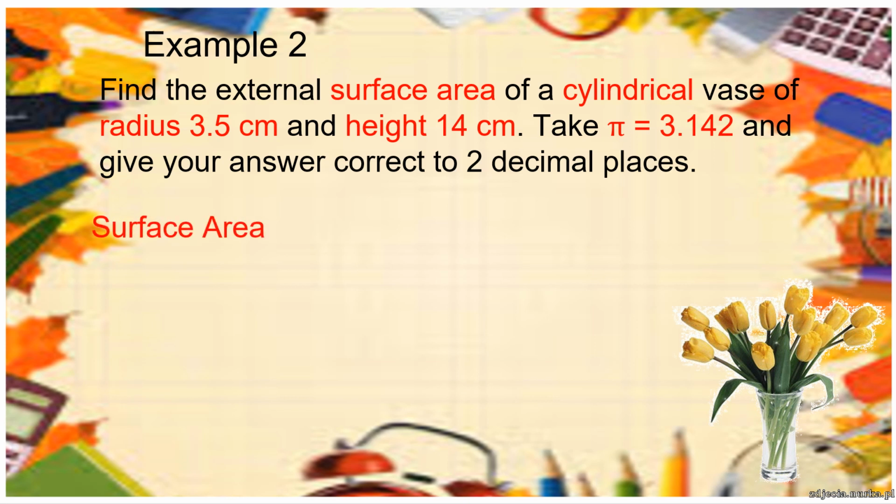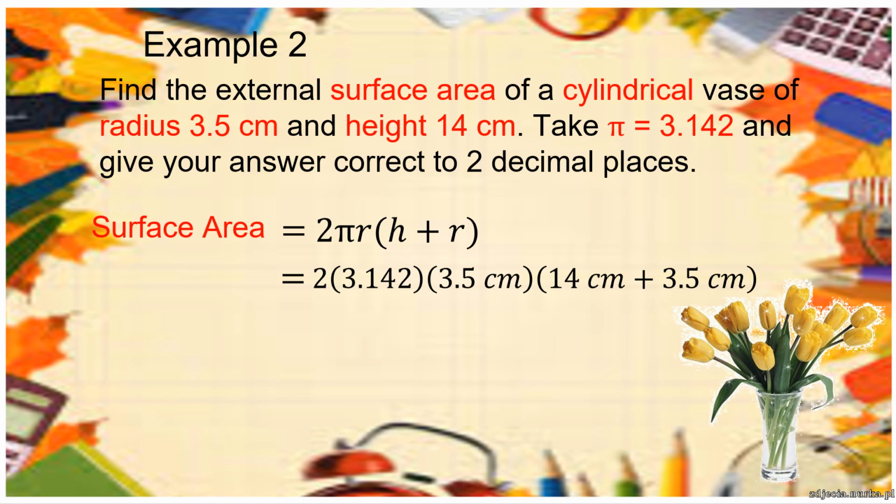So in here, let us recall the surface area of a cylinder. Very good. It is equal to 2 pi r times (h plus r). And then we are going to substitute the value of your radius, which is equal to 3.5 centimeters, and height 14 centimeters, and pi, which is equal to 3.142. In doing this, so we will be having 2 times 3.142 times 3.5 centimeters times (14 centimeters plus 3.5 centimeters).